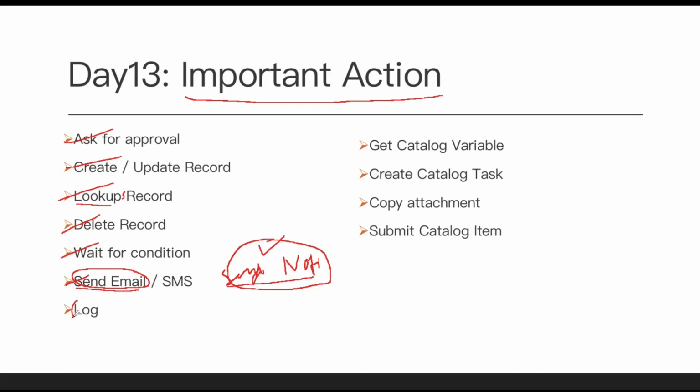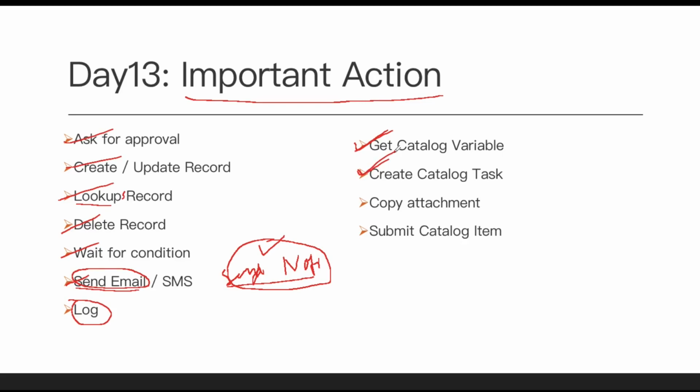Now we have the Log action. With the help of the Log action, we can create a system log that stores the data in our syslog table. Now we have Get Catalog Variable. With the help of Get Catalog Variable, we can get the catalog item variable. This is specifically for a catalog item flow, where we are ordering a catalog item. If you want to check some catalog item variable's value, we can use Get Catalog Variable. Again, this action we have implemented in some previous classes.